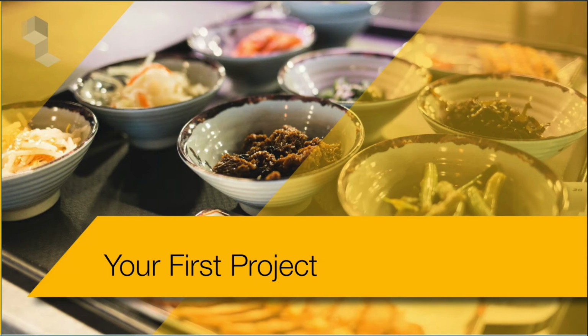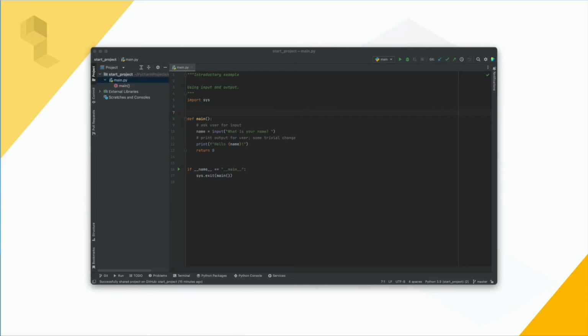So let's start off with your first project. Now that we have PyCharm set up and you have a project before us, let's write some actual code. The first thing I'll ask you to do is to clear the file main.py and replace it with the following code. Please type it out so that you can get some muscle memory of what is actually taking place.